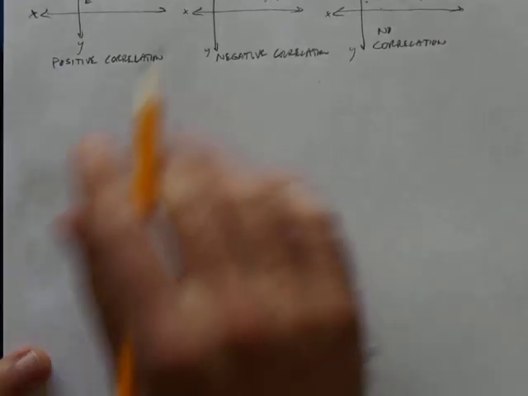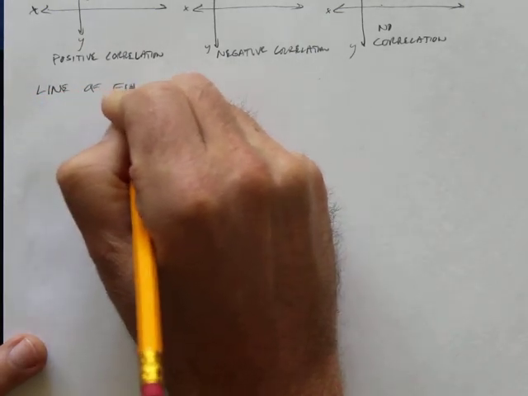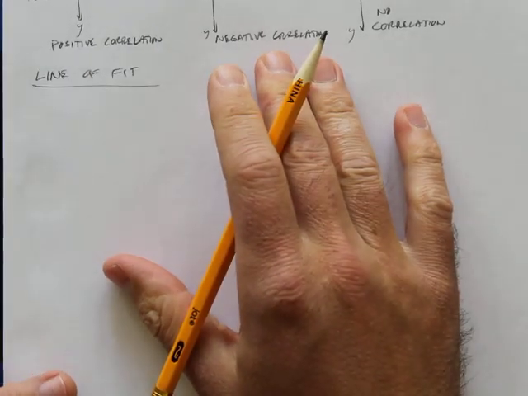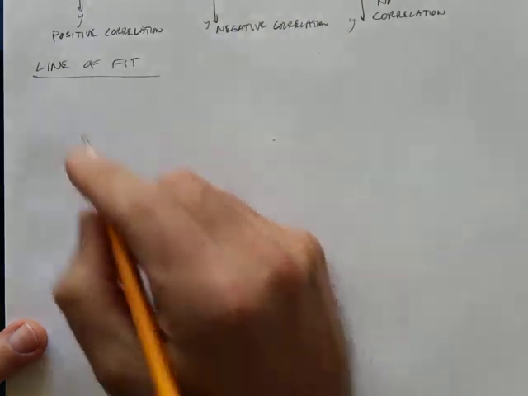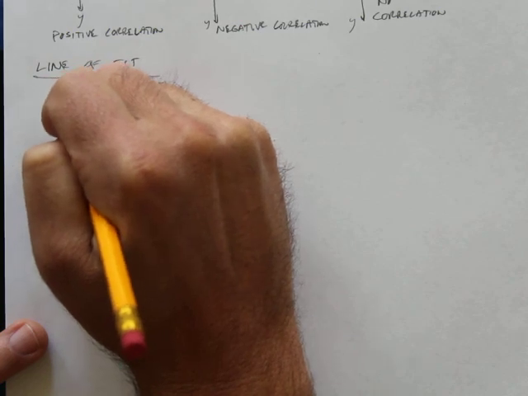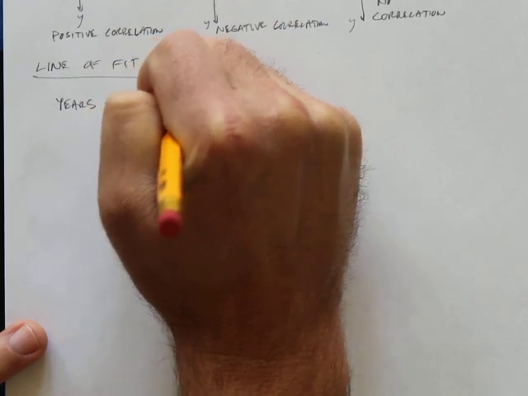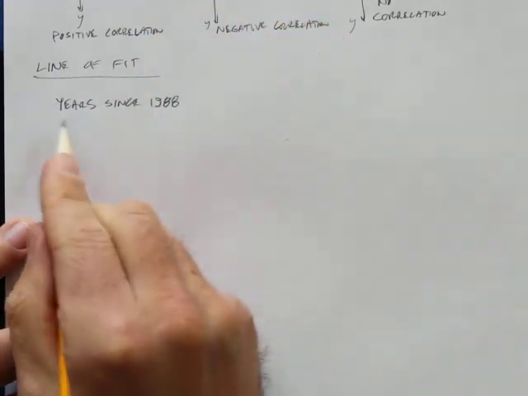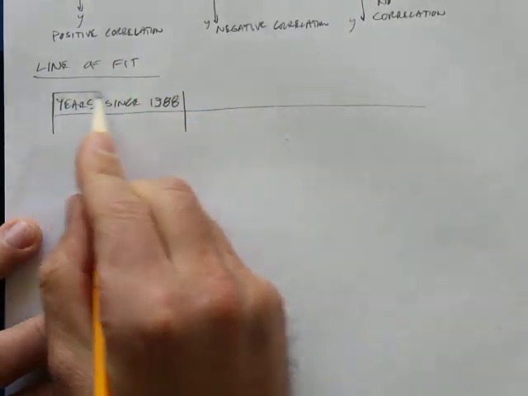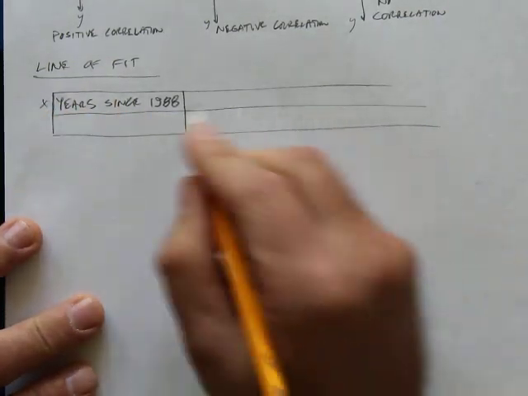We just have one example, this line of fit. We're just going to do one. I don't think we need to do a bunch. So we have a chart like this, years since 1988. And so that's going to be our x value, our years since 1988.